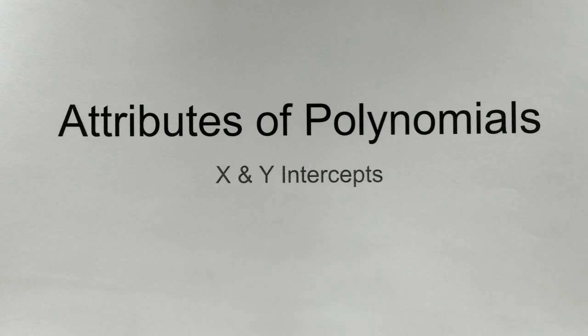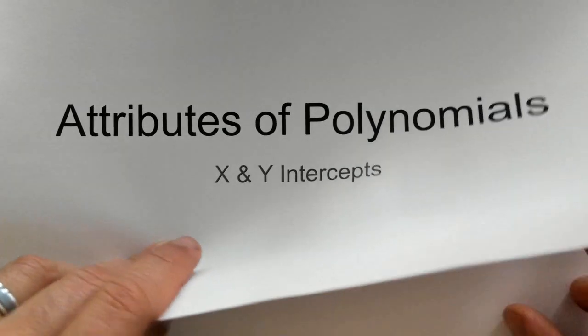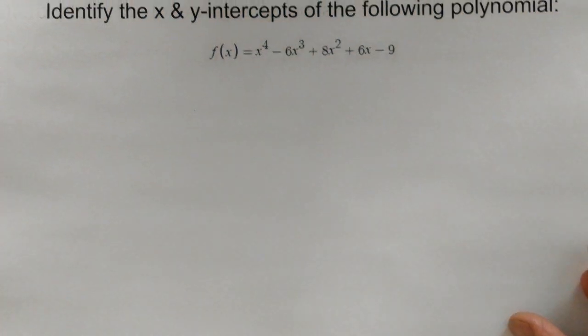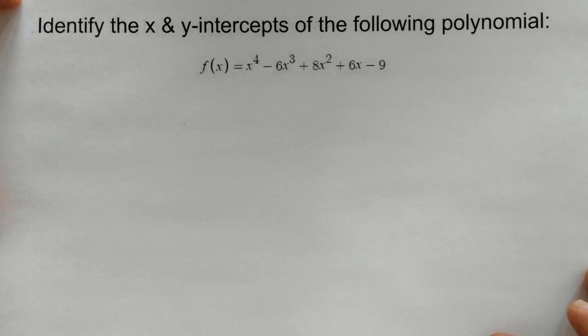So I want to go over two examples and just clarify the differences between the two, while also reviewing the rational root theorem. So let's go about it. So we want to find the x and y intercepts. Let's start with the x intercepts.